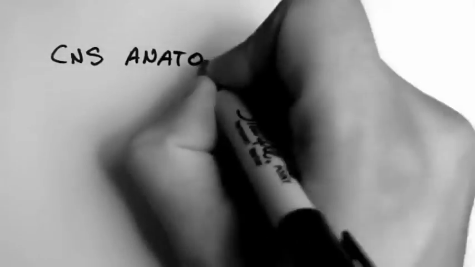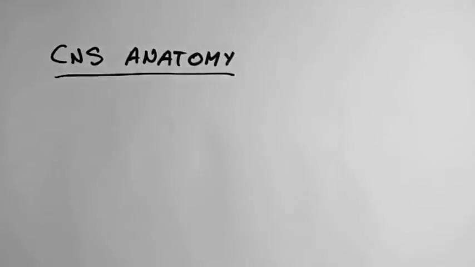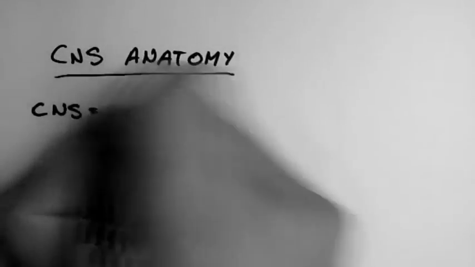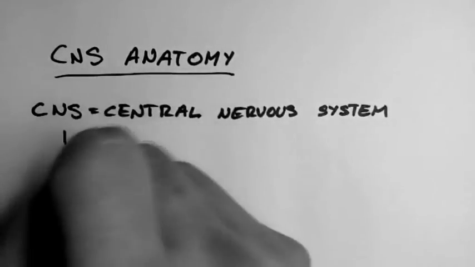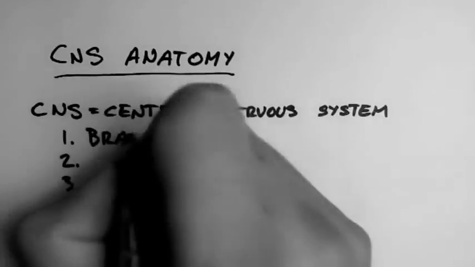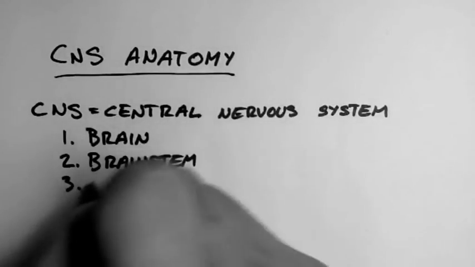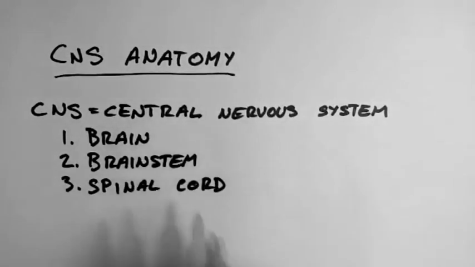This video is an introduction to CNS Anatomy. CNS stands for Central Nervous System, and it's comprised of three parts: the brain, the brainstem, and the spinal cord.